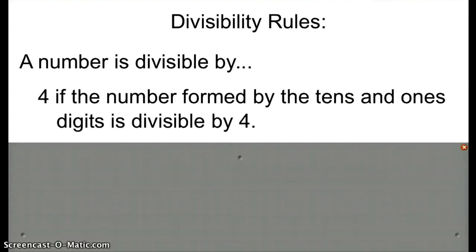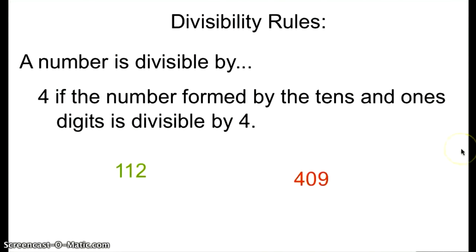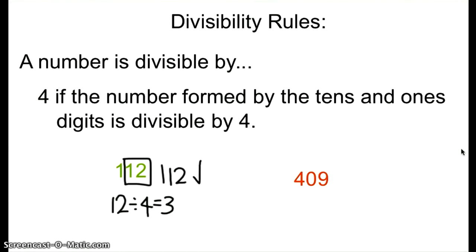A number is divisible by 4 if the number formed by the tens and ones digits is divisible by 4. An example that works and an example that doesn't. So I'm just looking at the number that's formed by the tens and ones digits. So is 12 divisible by 4? And yes, it is. So that means that 112 is also divisible by 4.